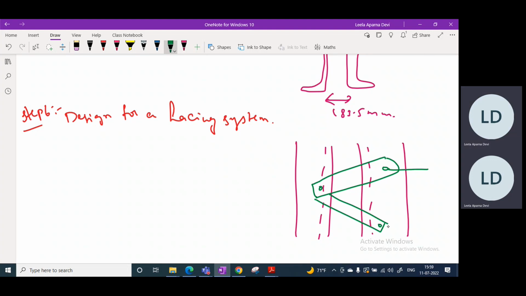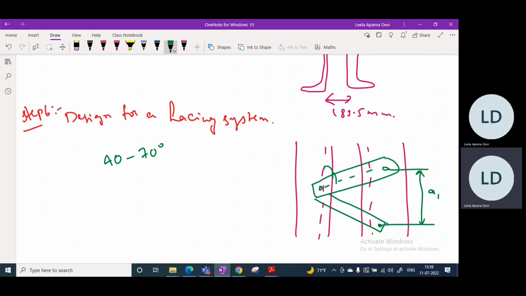The spacing between these two lacings will be calculated. That is denoted with A1. And before that, we need to assume some angle for this lacing. So this angle we can assume in between 40 to 70 degrees. So it must be in between 40 to 70 degrees. For our simplification purpose, we are assuming theta as 45 degrees.